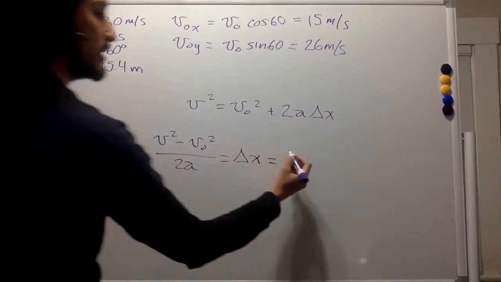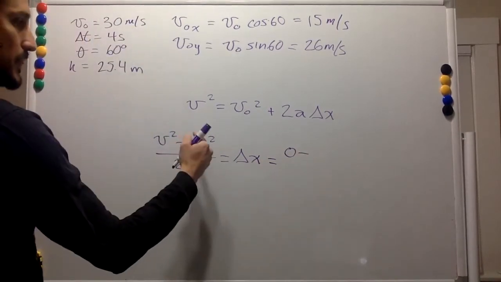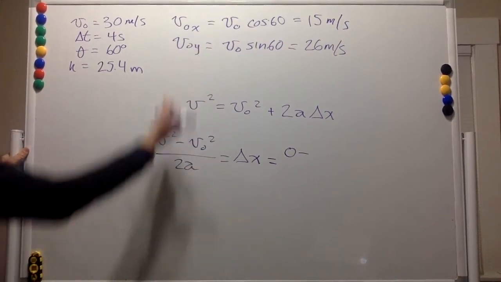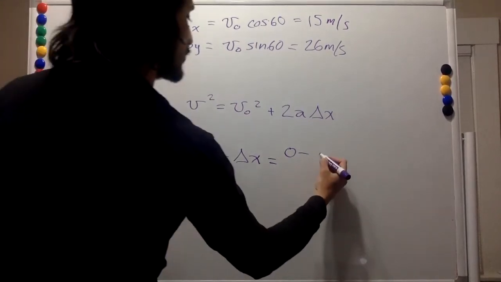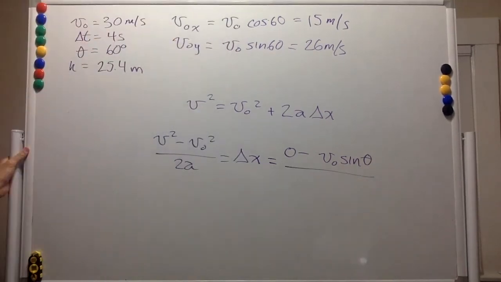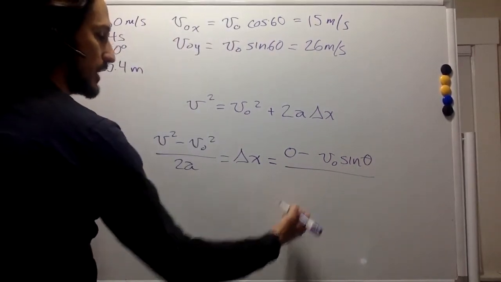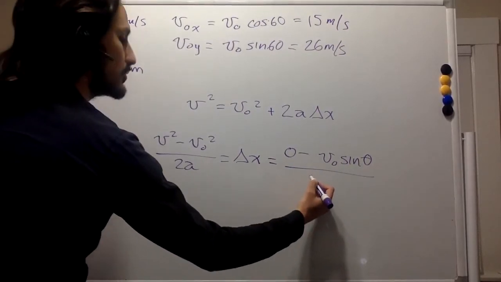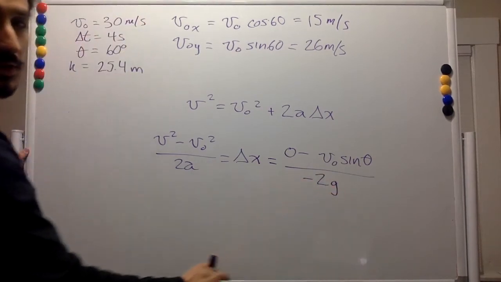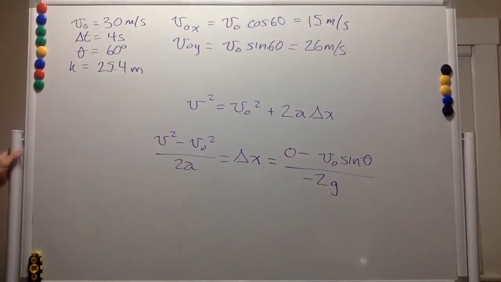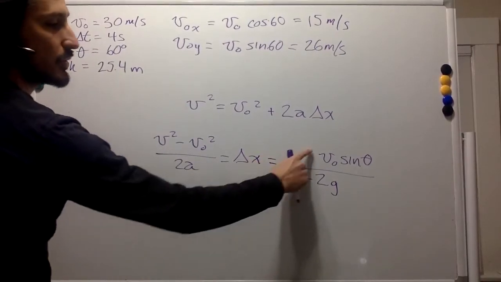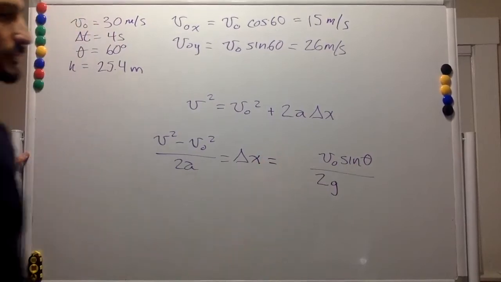So this is 0. So it's going to be 0 minus the initial velocity in y, because this is still vertical motion. So v naught sine theta, divided by twice the acceleration due to gravity. So minus 2g. And this is a minus because acceleration due to gravity is pointing down. Okay, so this 0, we can forget about it. And then we have minus and minus. We can forget about them too, because minus and minus is plus.